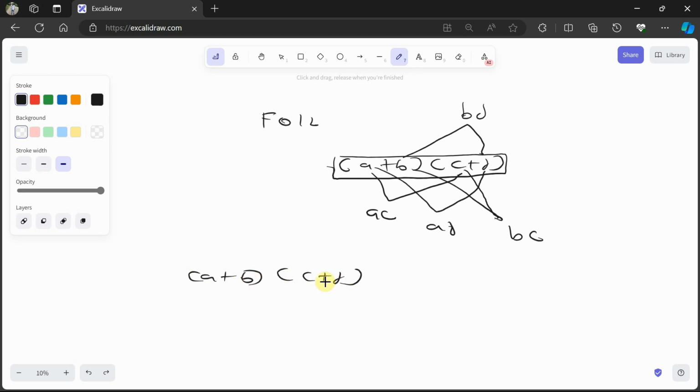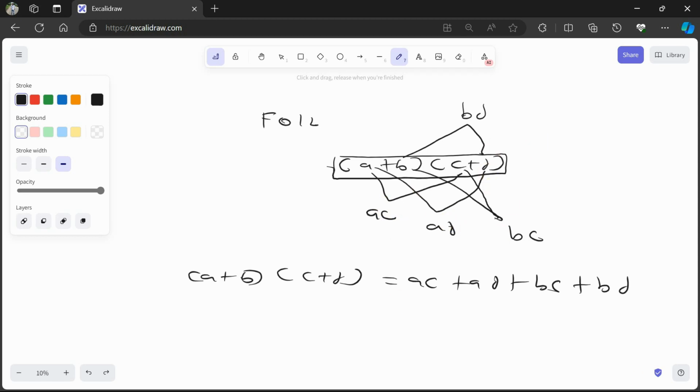Then we'll say A times C, which is AC. We'll say A times D plus AD. Then B times C, we say plus BC, then B times D, which is plus BD. This is actually what we've been doing, because after you do the FOIL, you now add all of them together. This is actually it.